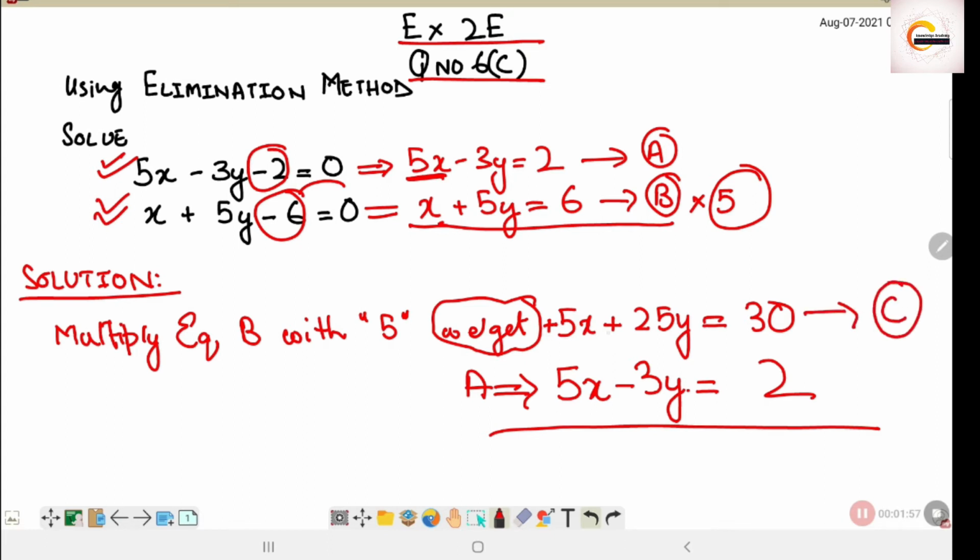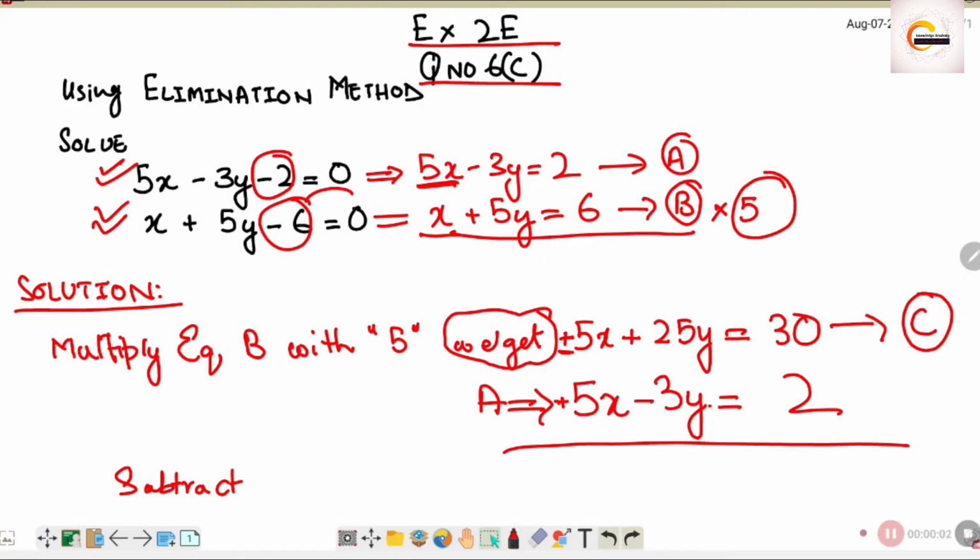Okay, so in equation C the sign with the 5x is plus, and also the sign with the 5x in equation A is also plus, and we have to eliminate this x variable. How will we eliminate? Simple. Subtract C and A. So for subtraction, we know that the sign will change. This plus will become minus, the minus will become plus, and this will be minus 2.